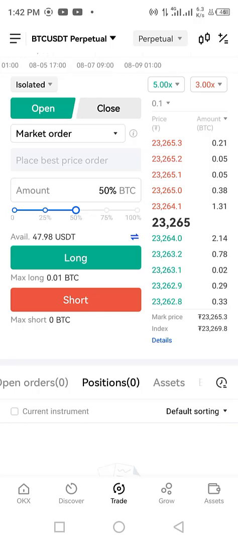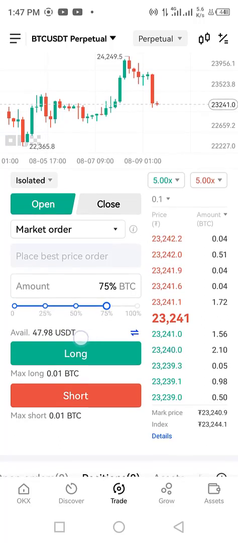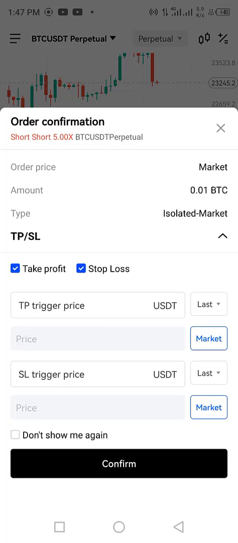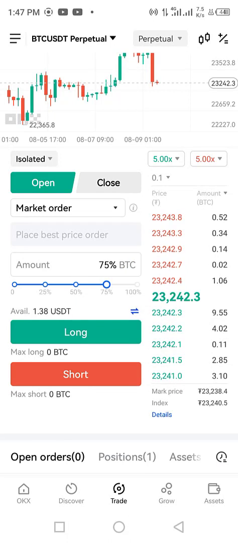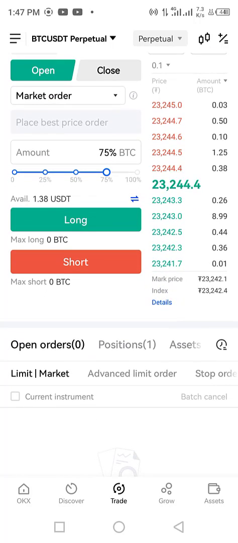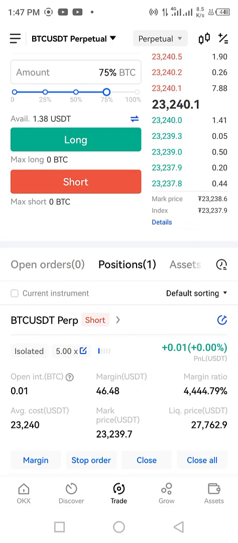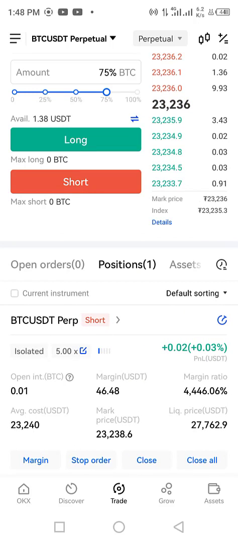If I click on short, after inputting this value, if I want to use 75% of what I have in my balance, and then I click on short position, it will bring out this confirmation box. If you want to put your TP, you can put your TP as well, but that will be for another video. I'll just click confirm. Once I click confirm, my order has been placed. If you click on this position, you see the order right here, and it is also in profit because this value here is green. If it's red, then that means we are in loss.